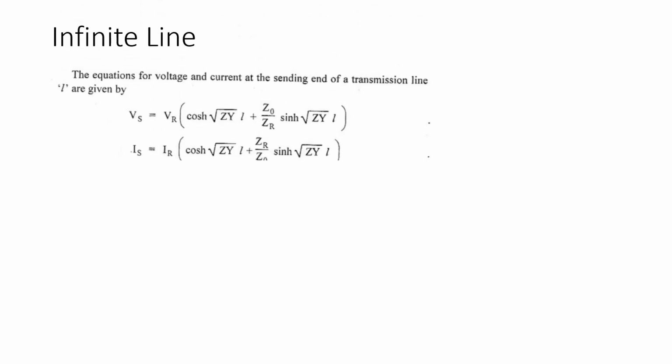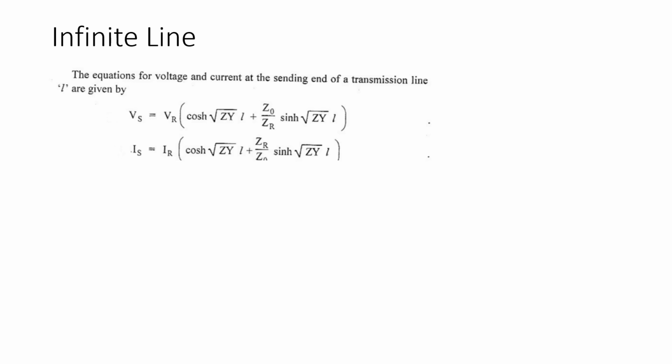Infinite line. In this section, we are going to derive the sending end impedance of an infinite line. So to find the sending end impedance or input impedance of a transmission line, first we will consider the voltage and the current equations at the sending end of a transmission line. And we assume the sending end of the transmission line is at a distance of L from the receiving end.